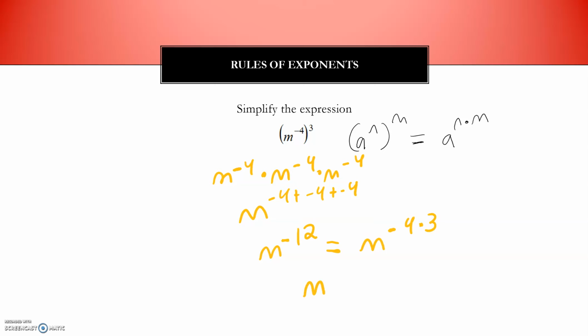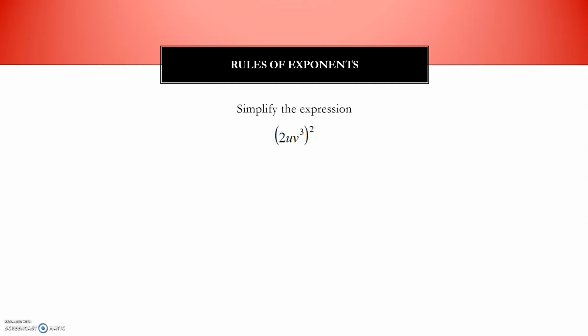And as before, negative exponents are not allowed. So drop that negative 12 down. 1 becomes the numerator, m to the 12th the denominator, and the 12 is positive. All right, why don't you take a second to practice this one?